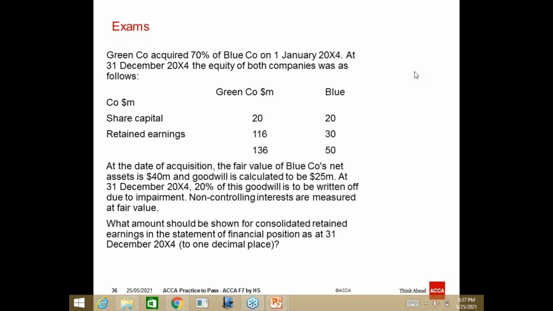To have a quick overview of what we had discussed, the requirement is: what amount should be shown for the consolidated retained earnings in the statement of financial position? So please do attempt this question. I'm giving you just 1 minute for this.